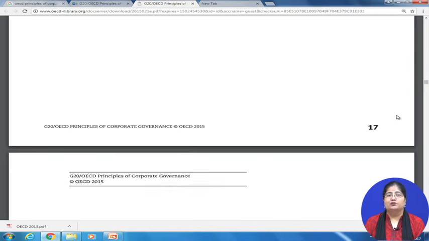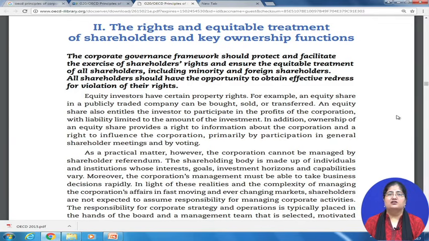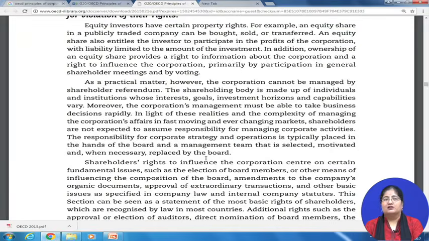So, this is principle 1. Principle 2 is the rights and equitable treatment of shareholders and key ownership functions. This is the broad category. Under this category, the principle is that the corporate governance framework should protect and facilitate the exercise of shareholders' rights and ensure the equitable treatment of all shareholders, including minority and foreign shareholders. All shareholders should have the opportunity to obtain effective redress for violation of their rights. So, this is for the protection of shareholders.